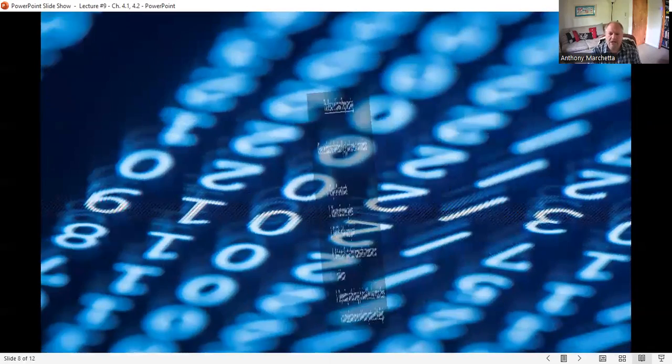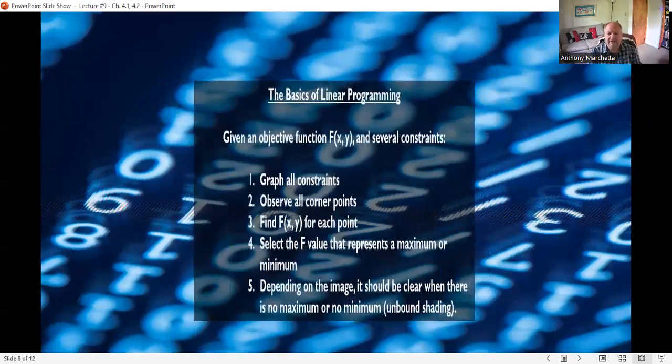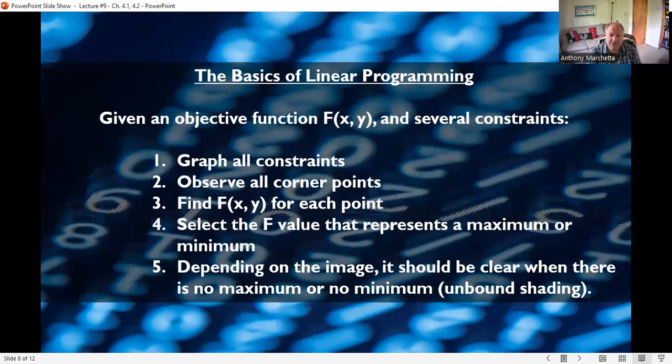Okay. So here's the basics of linear programming. They give you an objective function. It's in the format f of x comma y. What that means is that if I tell you that x is 2 and y is 7, for example, like how those corner points have an x and a y, well, f of x, y is like a polynomial that has x and y in it. You just put them in the positions where they go. It's like substitution. And then you get a number, right?